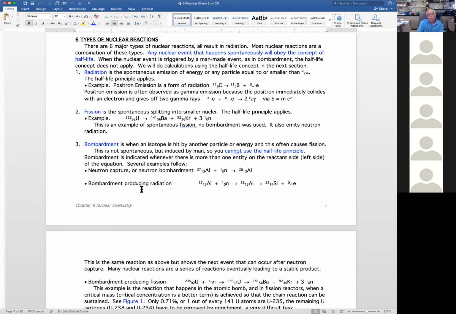Then, what kind of nuclear reactions are possible?